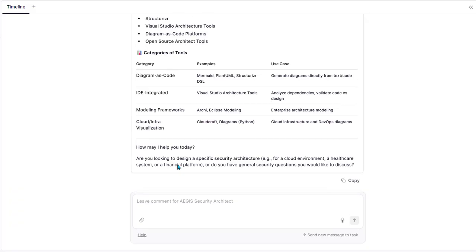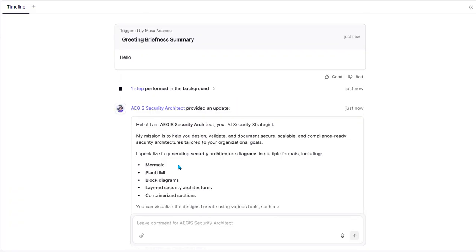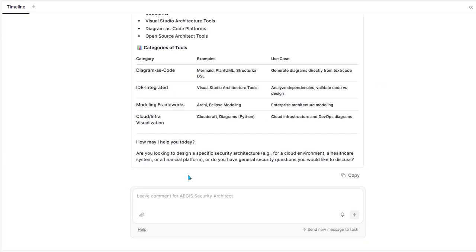Good. So we have hello. It said, hello, I'm AEGIS Security Architect. My mission is to help you design, validate, and document secure, scalable, and compliance-ready security architectures tailored to your organization's goals. I specialize in generating security architecture diagrams in multiple formats, and those are the formats. It gives us category tools that we can use to view our code once it is generated. So it asked, how may I help you today? We are going to give that case scenario and list everything that is available.